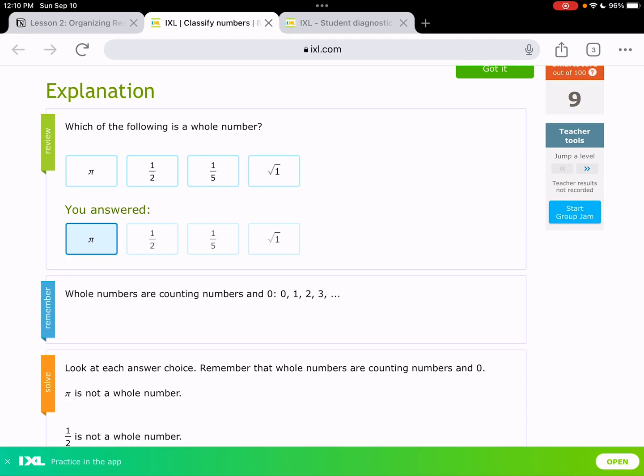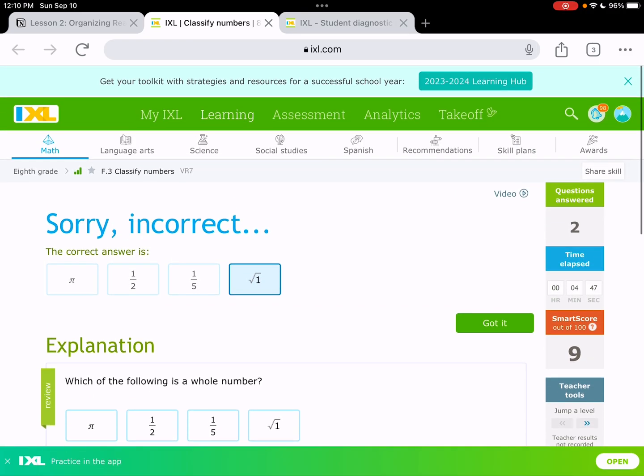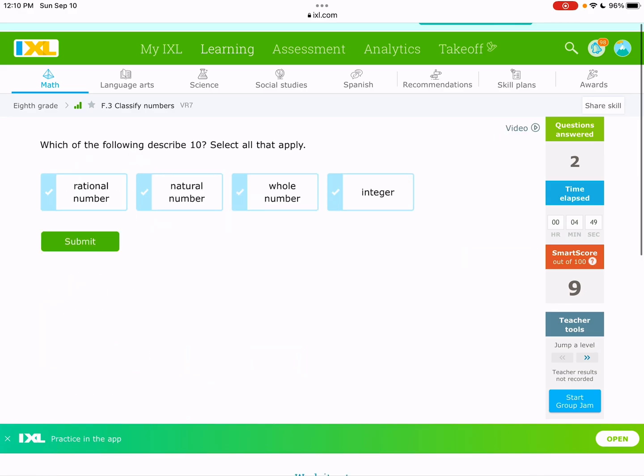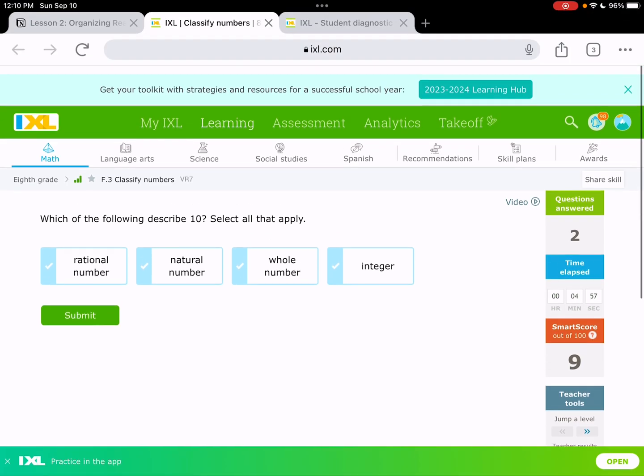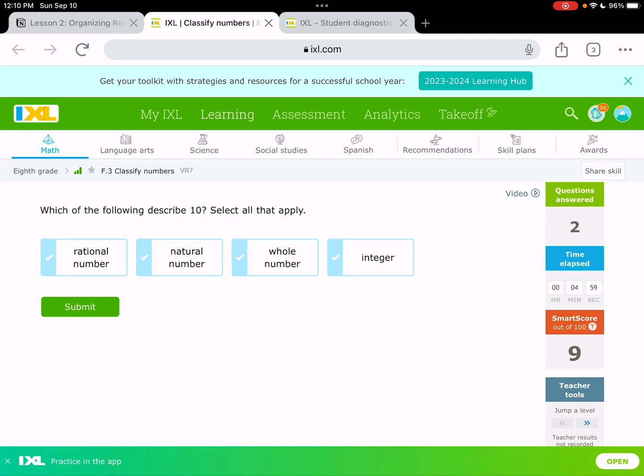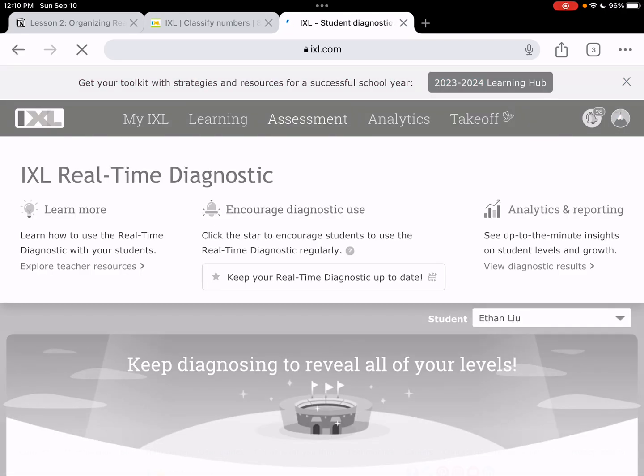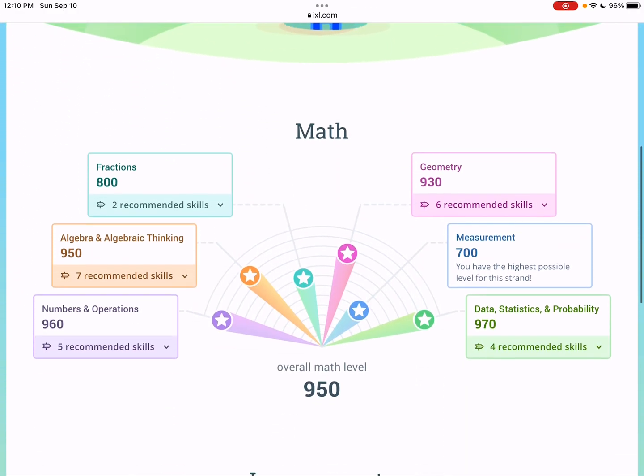Okay, so this is, again, a really nice thing within our lesson. They can click got it, then they go on to the next question, and they can keep working up until they get to 100. The other thing that I want to show you about IXL here, this is something that we use in class every day.